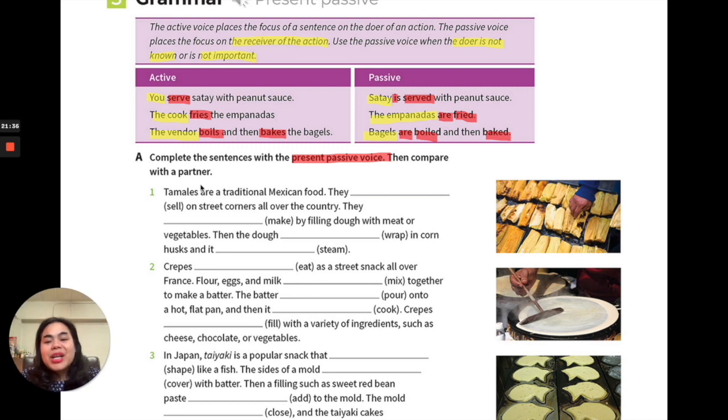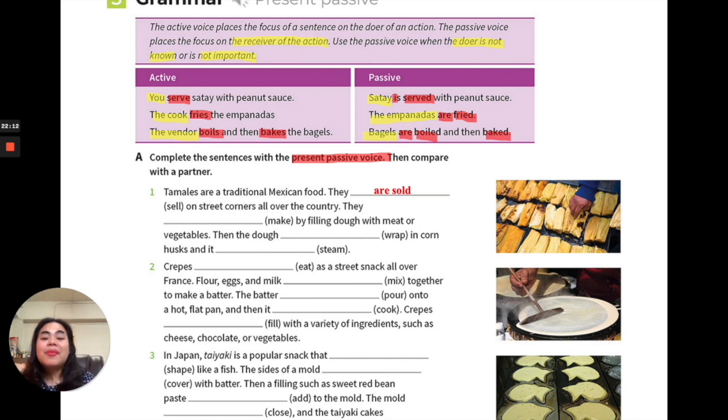Now, number 1, tamales are a traditional Mexican food. They sell on street corners all over the country. You see, tamales can't sell themselves, okay? They need to be sold by someone. So, they, what? Passive voice? They, for sure, not is, they are, okay? They are what? Sell, they are sold. See? On street corners all over the country. They what? Made. You can think of that first.